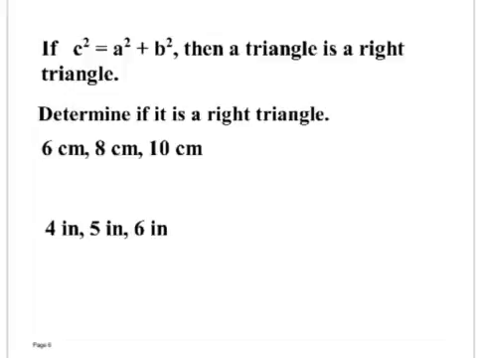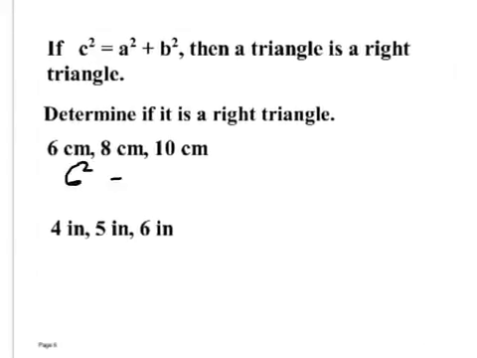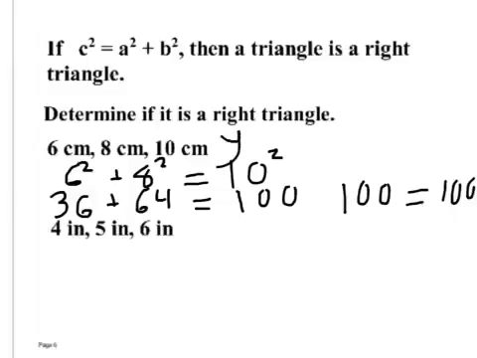So we need to determine if this is a right triangle. They give us the three sides of the triangle, 6, 8, and 10. So I'm going to take 6 squared, add that to 8 squared, and see if it equals 10 squared. What is 6 squared? 36. What is 8 squared? 64. What is 10 squared? What is 36 plus 64? Does 100 equal 100? Yes. So is this a right triangle? Yes, it is.